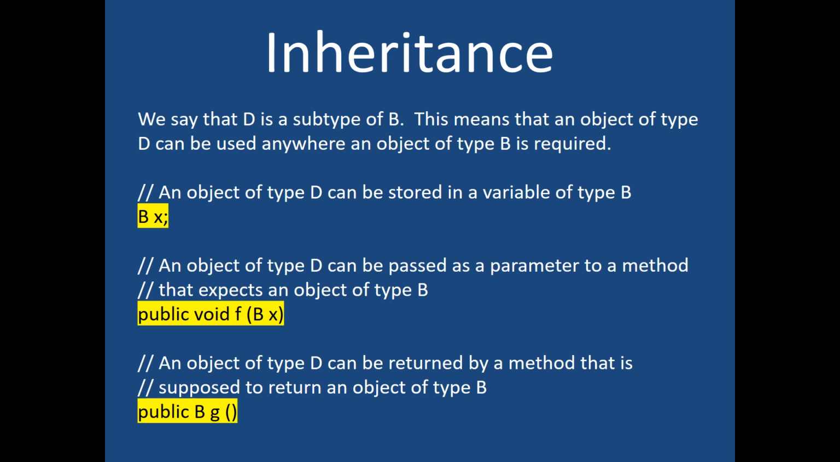And well, that just summarizes what I said. If a method expects a B object, you can pass a D object in. If a method is supposed to return a B object, you can return a D object, because a D is a kind of B.